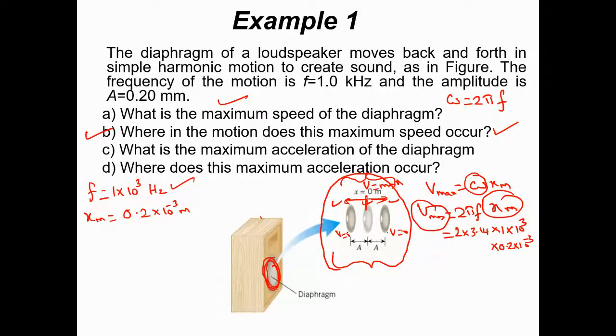Okay. What is the answer for the third question? What is the maximum acceleration? What is the formula for maximum acceleration? The maximum acceleration is omega square multiplied by your amplitude. Am I right? Yes, you are right. So 2 pi f the whole square multiplied by xm. Frequency is given in the question, amplitude is given in the question. You can easily find your acceleration. Am I right? Yes, you're right.